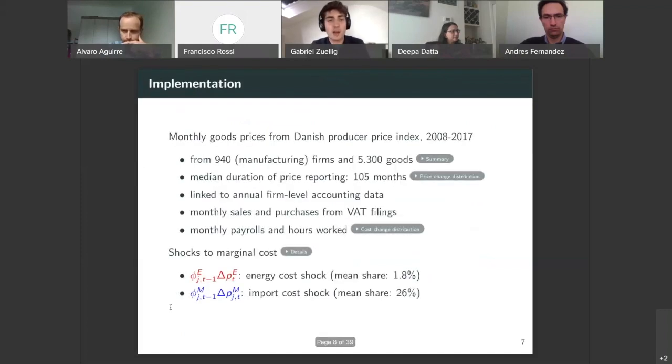Right, and then we do something similar for the imports, where we interact the share of imports, which we know from VAT data and is on average 26%, with the change in import prices, which are observable in the PPI wave and in the import wave of the same PPI data that we have. So this import price change is very much firm level. The firm actually reports the change in cost of its own imports, whereas the energy measure is more common across firms, and you should keep this in mind as we move on to the results.